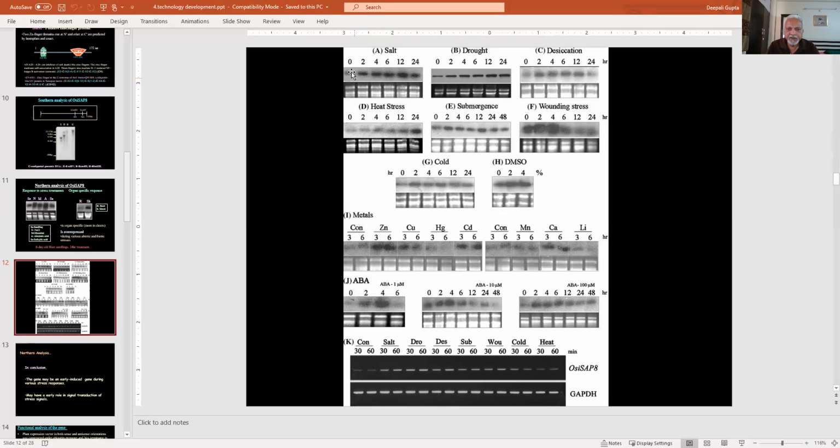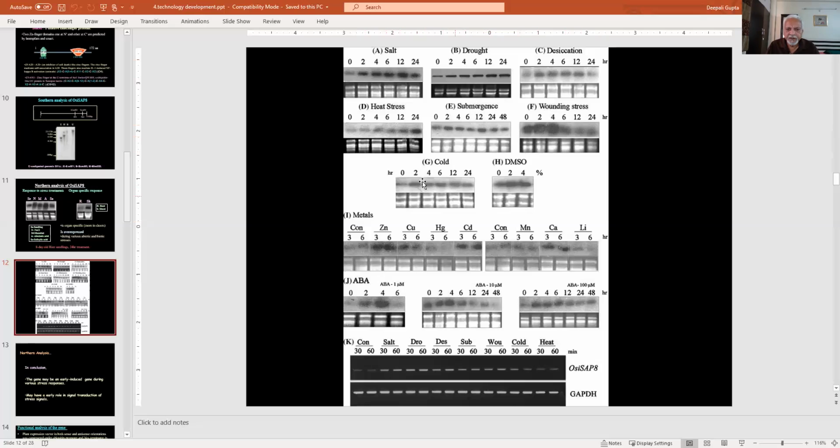And as you can see here, this is the control 0 hour, and then 2, 4, 6, 8. Up to 12 hours, there is a continuous increase, and then slightly the amount goes down by 24 hours. So the same thing is observed for drought. There is a continuous increase under all the conditions. Desiccation, if you see, and heat stress, it is more at 24 hours. And similarly, you can see submergence and wounding. Wounding, you can see within 2 hours, you see more transcripts here, which goes down with time.